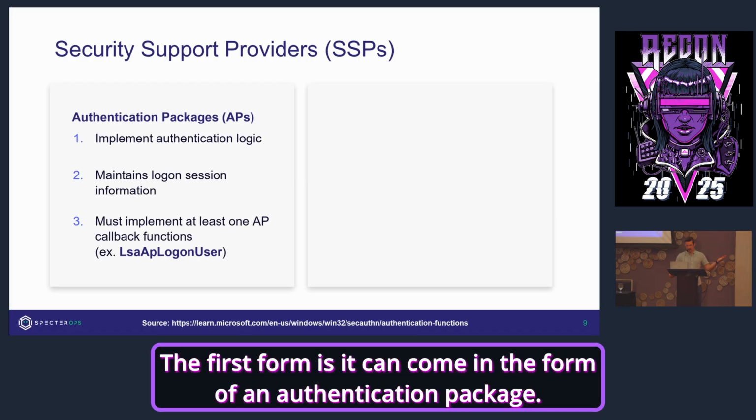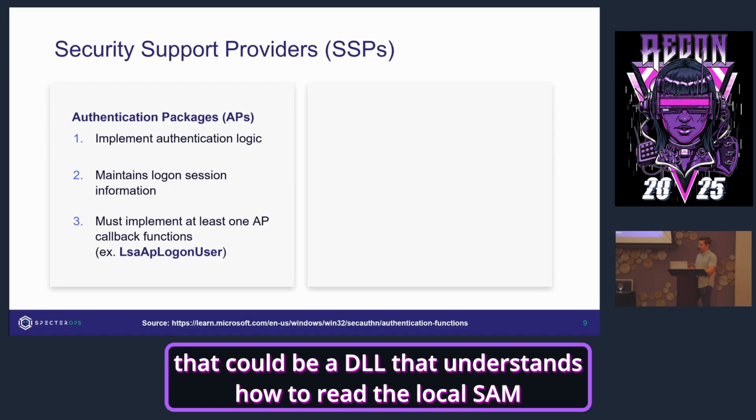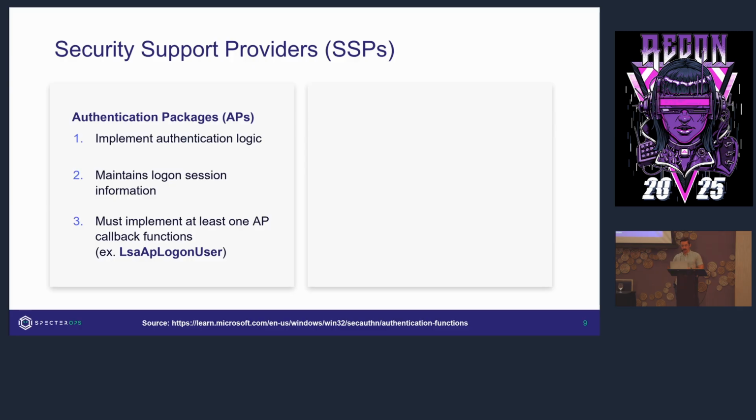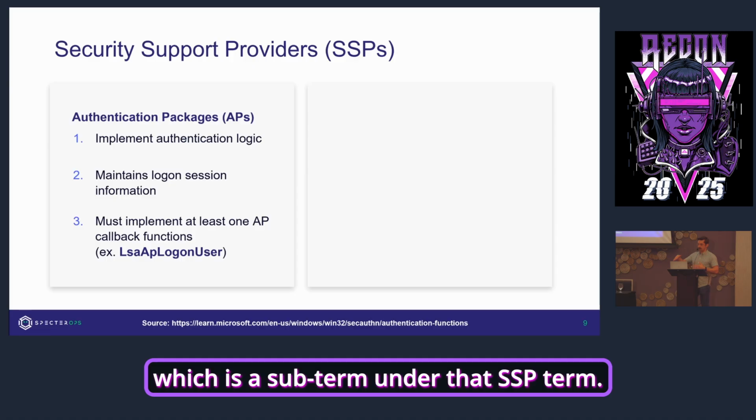The first form is, it can come in the form of an authentication package. If the DLL implements some form of logic for logging on the user, that could be a DLL that understands how to read the local SAM and then compare some hashes. That's okay. That's some authentication logic. If the DLL does that, it's considered an authentication package, which is a subterm under that SSP term.